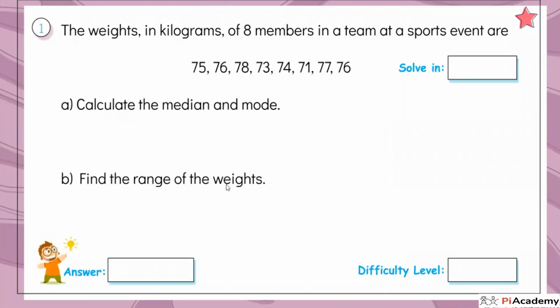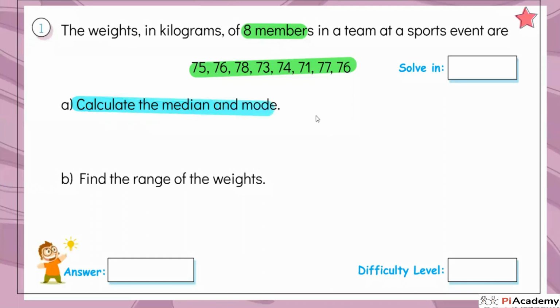Yes, Olivia. Please read this question just up to A part. The weights in kilograms of 8 members in a team at a sports event are 75, 76, 78, 73, 74, 71, 77, and 76. Calculate the median and mode.